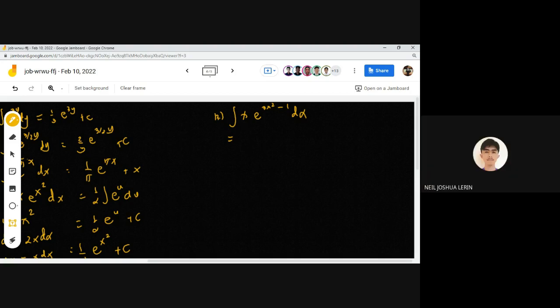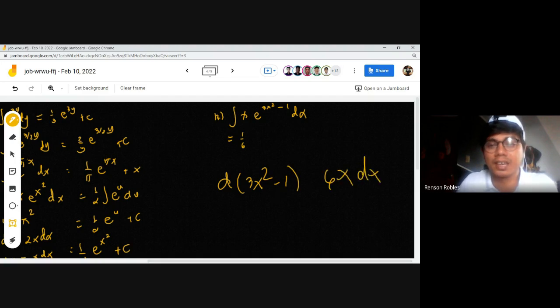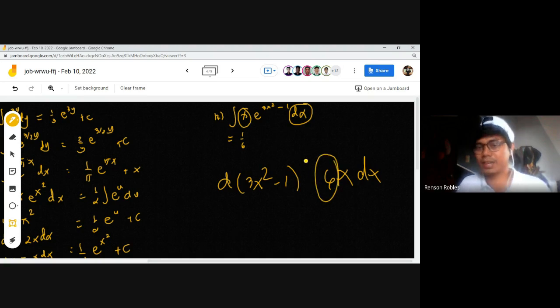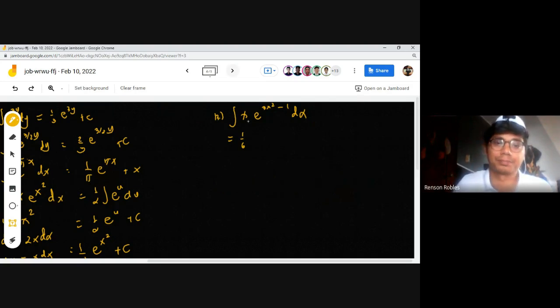Sir, I think it's e raised to 3x squared minus 1 all over 6. Okay, so that's 1/6. Where did you get that 1/6? You just multiply this 3 and 2 because the derivative of 3x squared minus 1 is 6x dx, and you already have this x, and then the dx, we just don't want 6 here. So that's why you get the reciprocal of that. You just write in front, and then you just copy the e function. Okay, then you add c.